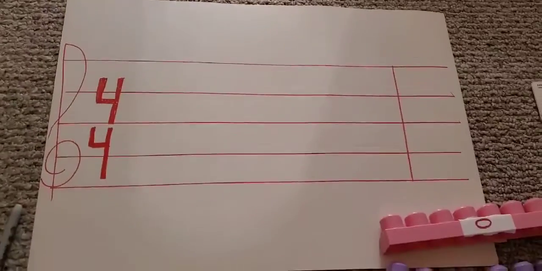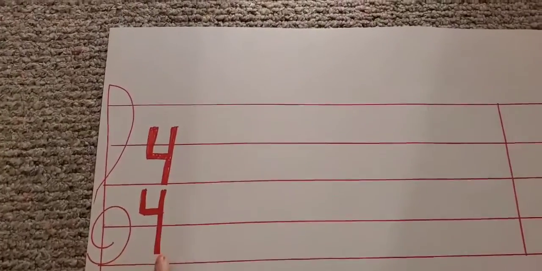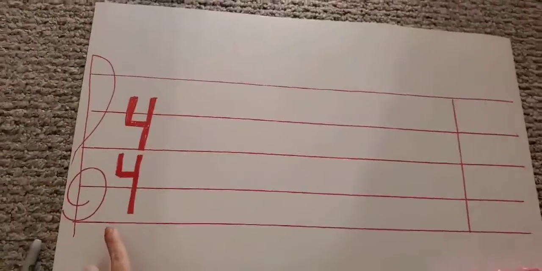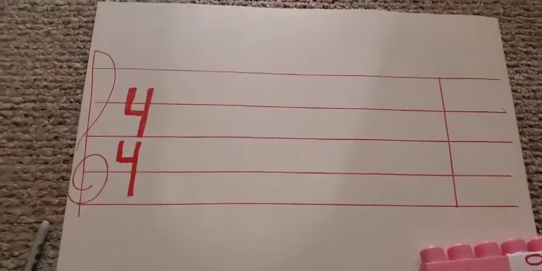I've made a measure of music. So you can see I've got my treble clef we talked about last week, our time signature that we also talked about, and you can tell this is one measure because here's my measure line, okay? So from the beginning to there is one measure. So let's start with stuff we already know.